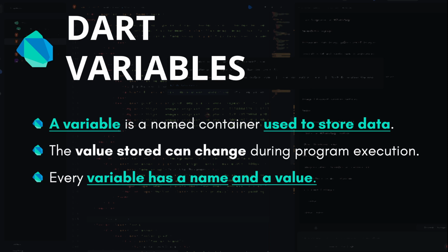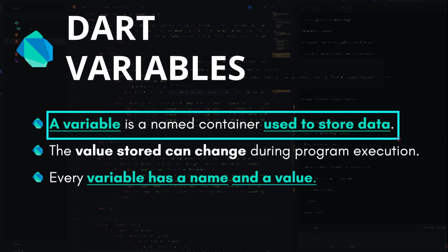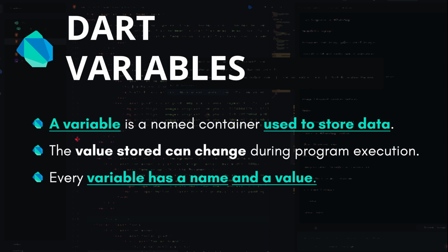So, Dart variables. In simple terms, a variable is just a named container used to store data. As you see, I've added emphasis: a variable is just used to store data. That's all. And every variable always has a name and a value. Now, this might still look technical. Well, think back to your middle or high school.